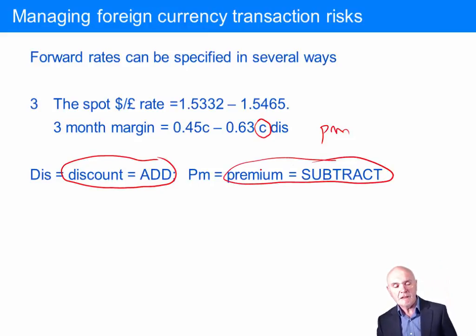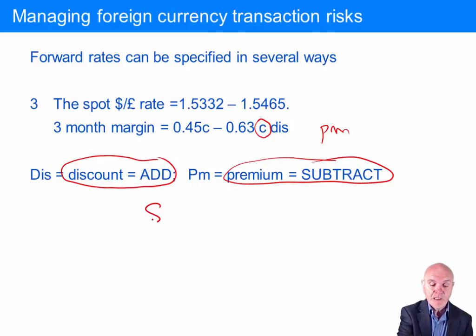So if you say a price is at a discount, you take something off. If you say I'm going to put a premium on that price, you add something on. Here it's different. You add a discount and you subtract a premium. So what we have to do is carefully line things up and decide whether to add or subtract.